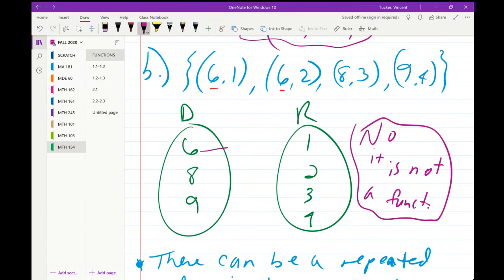And we look at the first one. 6 goes to 1 and it goes to 2. So that's what we do not want. If there is an element in your domain that goes to more than one element in the range, it is not a function. So we don't have to examine any of the other elements. If we see one that violates the function principle, then it's not a function altogether.